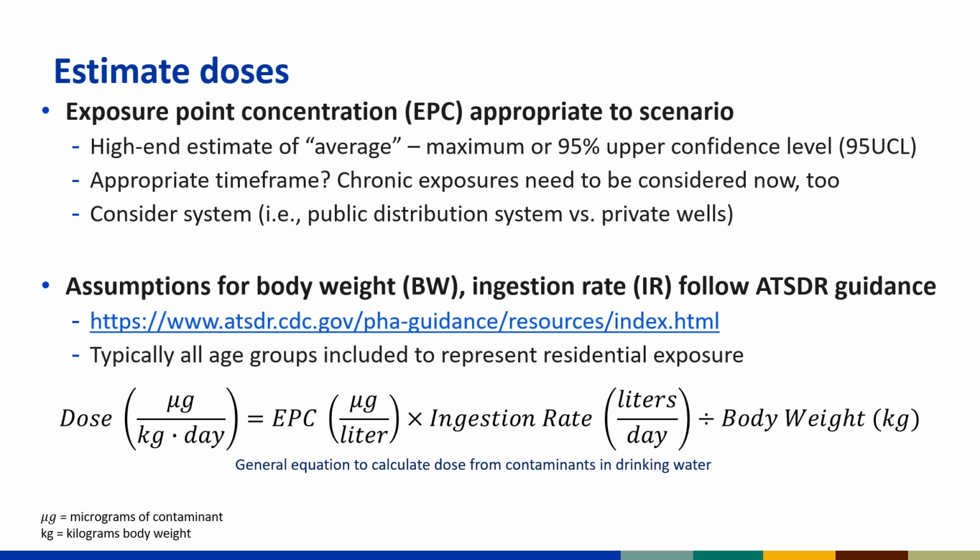At the bottom of this slide, I've shown the equation for calculating the dose from drinking water. And this equation shows dose in micrograms of contaminant per kilogram of body weight per day. The same general equation will be used for different units too. Later, I'll show concentrations in nanograms per liter. Of course, for the dose calculations, you will end up with multiple doses for each PFAS to represent the different age groups and exposure scenarios at your specific site.